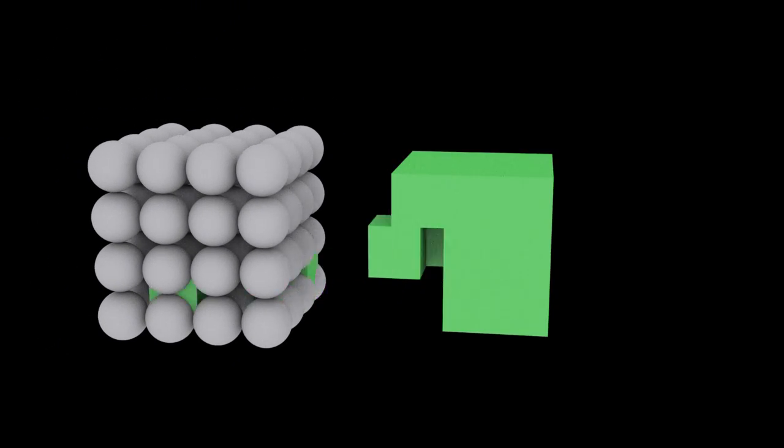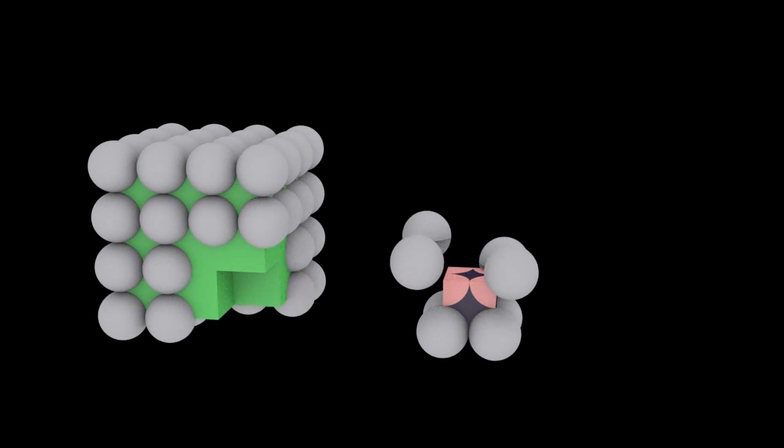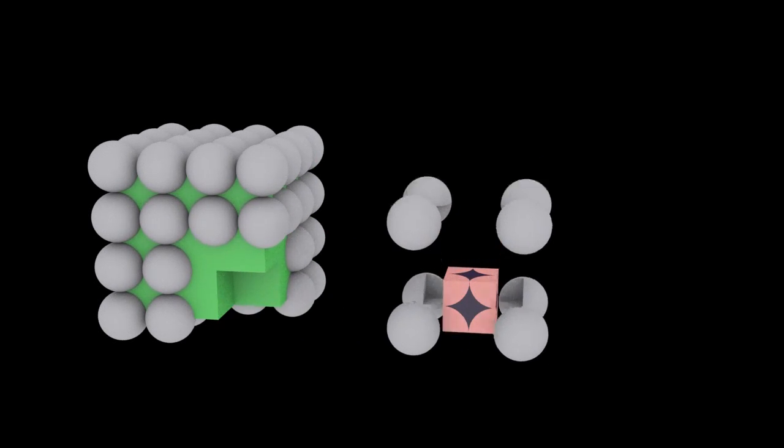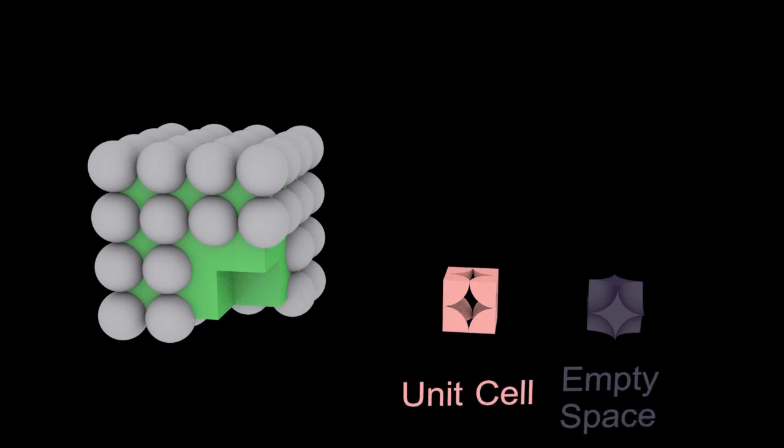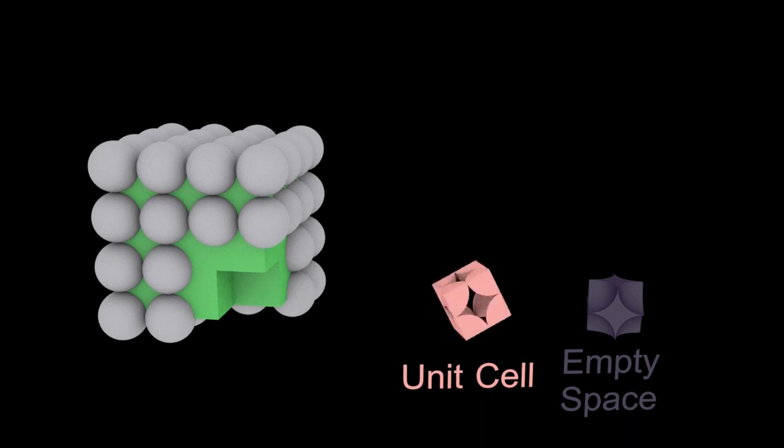Now this big green cube, if I break it into smaller green cubes and put it into the lattice, these are going to be the basis for this unit cell. So there in pink is indeed the unit cell. At the corners of the cube is 1/8 of an atom in this case. And there is some empty space too.